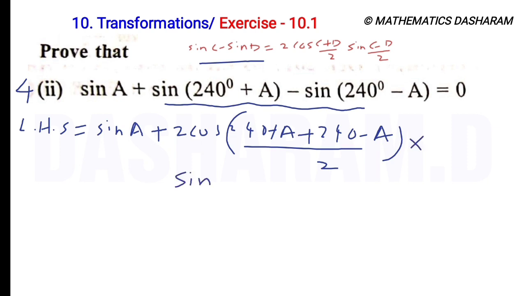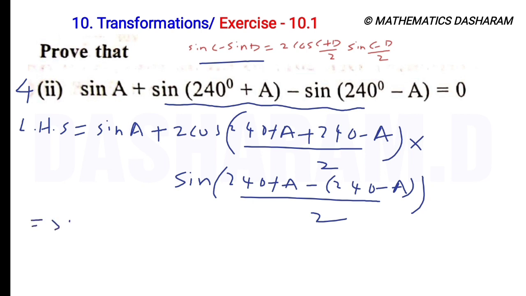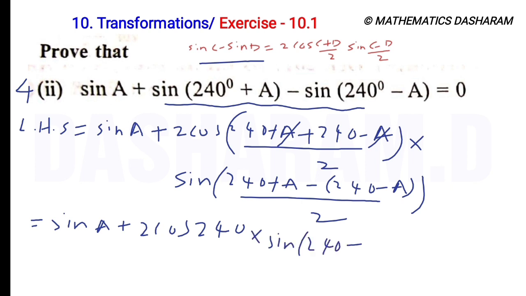So sin 240 plus a minus, here take the bracket, 240 minus a by 2. So it is equal to sin a plus 2 cos, here plus a minus a cancel, 240 plus 240, 480 by 2, 480 by 2 is 240, into sin 240 plus a.